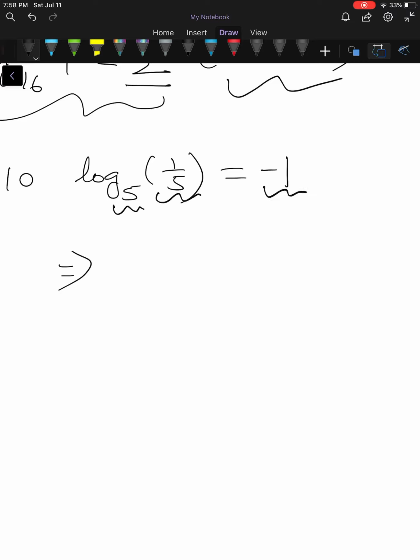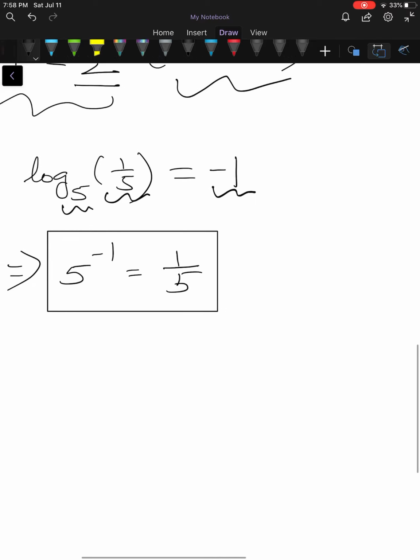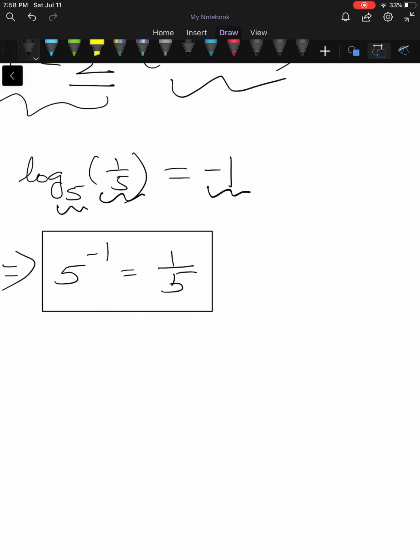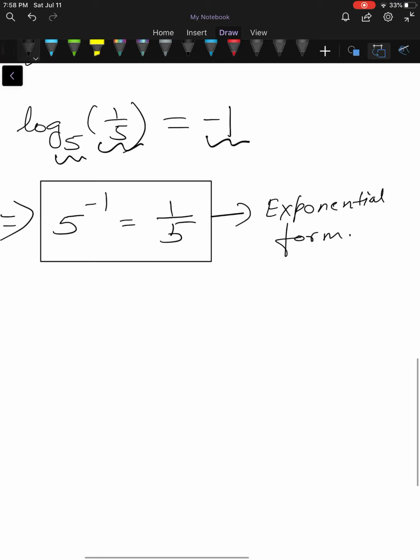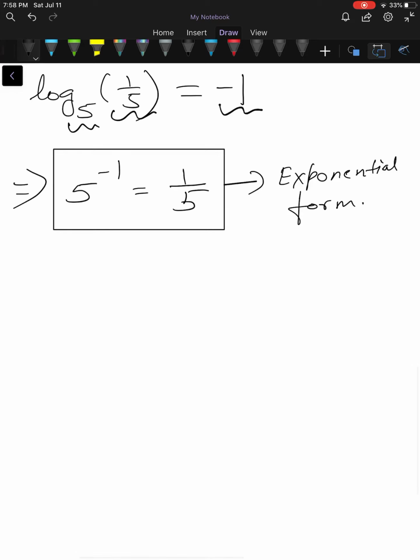This is the base, and this is the number, and this is the exponent, right? So 5 to the power of -1 is 1 over 5. This is true. We know that this is true. We have learned this while we were learning exponents. So the exponential form is this: 5 to the power of -1 is equal to 1 over 5.